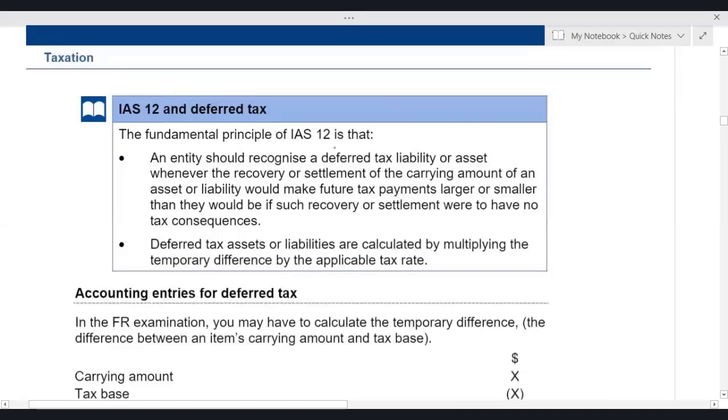Okay, fundamental principle of IAS 12. An entity should recognize a deferred tax liability or asset whenever the recovery or settlement of the carrying amount of an asset or liability would make future tax payments larger or smaller. We did discuss the concept yesterday. If, due to taxation rules, we are paying less tax today but in the future we have to pay more tax, then we should recognize a deferred tax liability. But if, due to taxation rules, we are paying more tax today and in the future we are going to pay less tax, then you should recognize a deferred tax asset.